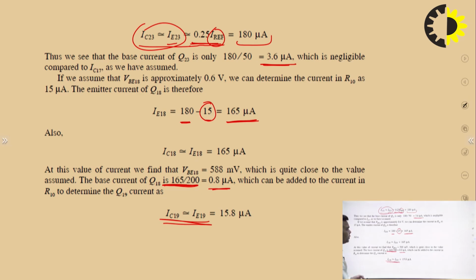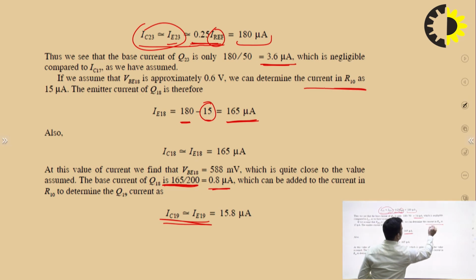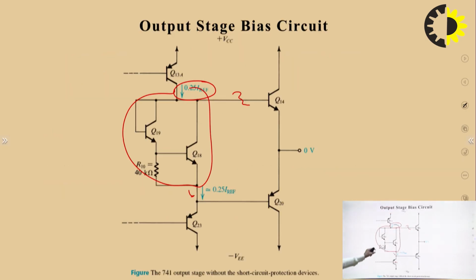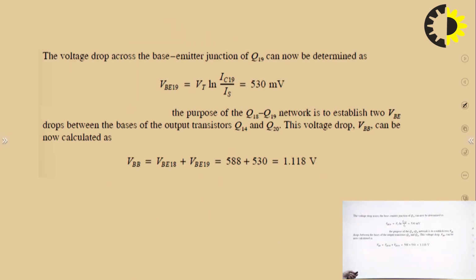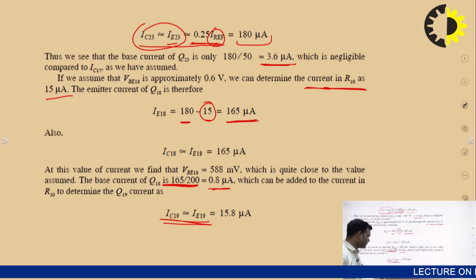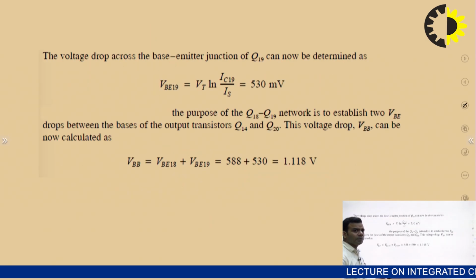Don't get confused. This 15 microampere we are getting from the current through R10. This voltage, which is appearing in parallel, divided by this resistor will be this value. This is how we can find IC19. That means we have the values of all the currents flowing through the various transistors.